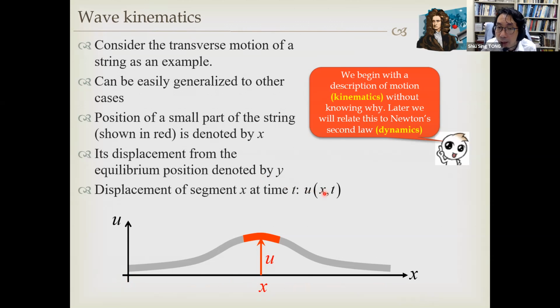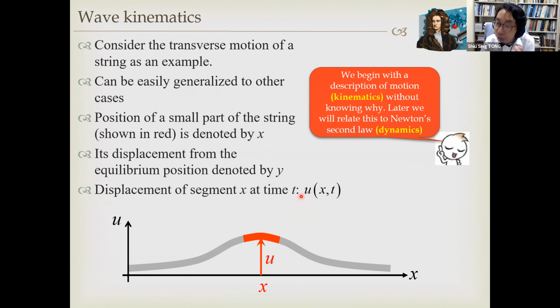Now you can immediately see that U may depend on X, because different parts of the string may have different disturbance, because the wave may have a peak here and a trough at another position. So U must be dependent on X, right? And U must also depend on T, because the whole wave will propagate forward. So at a certain point, which is a peak of the wave, at another time when the wave passes, it may become a trough.